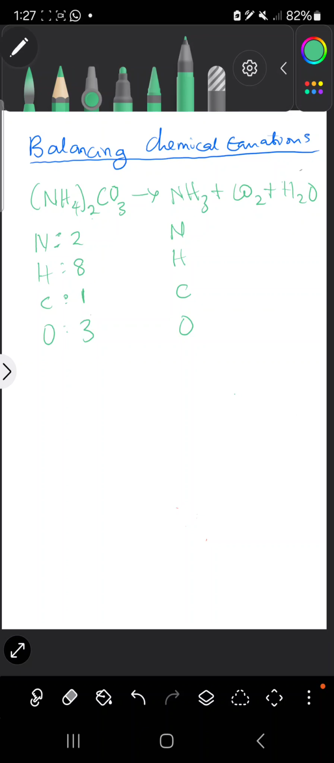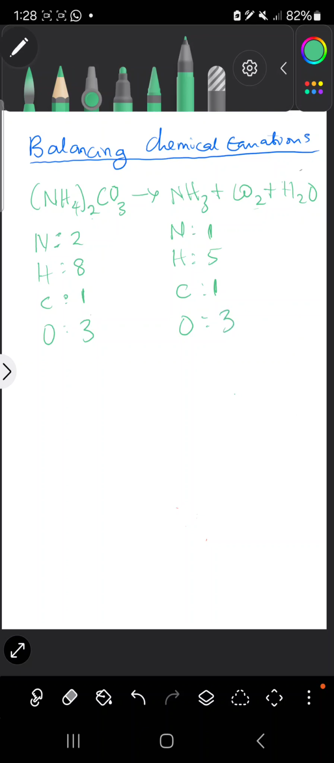On the product side, how many nitrogen can you see? 1. How about hydrogen? 3. Carbon, how many can you see? No, hydrogen is not correct. It should be 5. We have 3 here plus 2 here, so we have 5. Then carbon, how many can you see? Of course, is 1. Our oxygen, we have 2 here and 1 here. So we have 3 oxygen atoms.